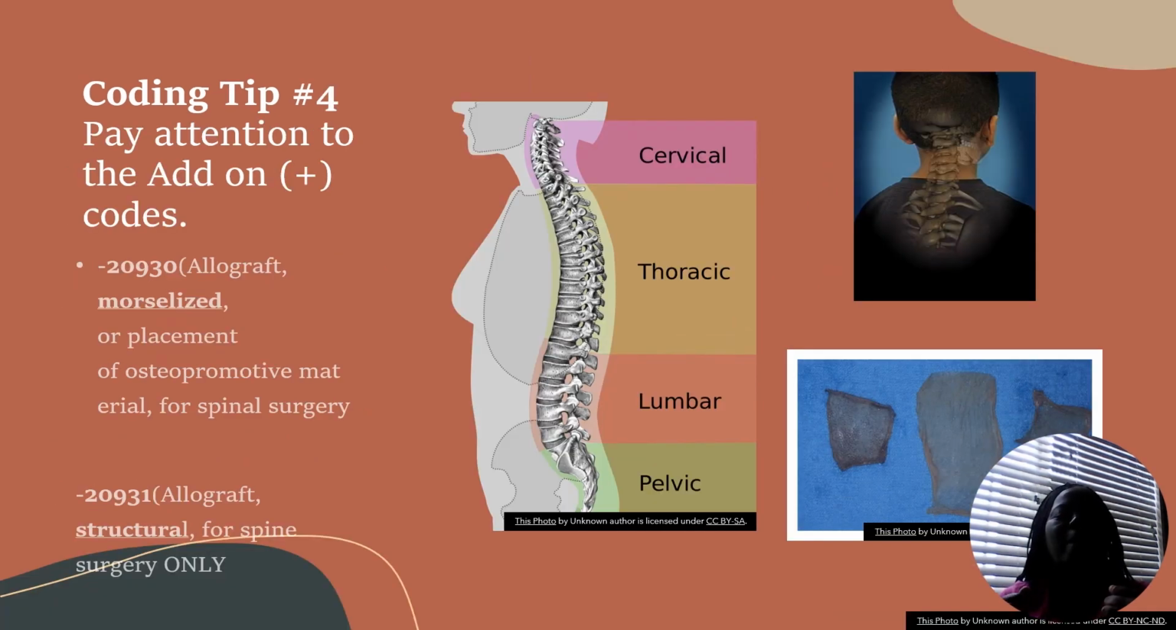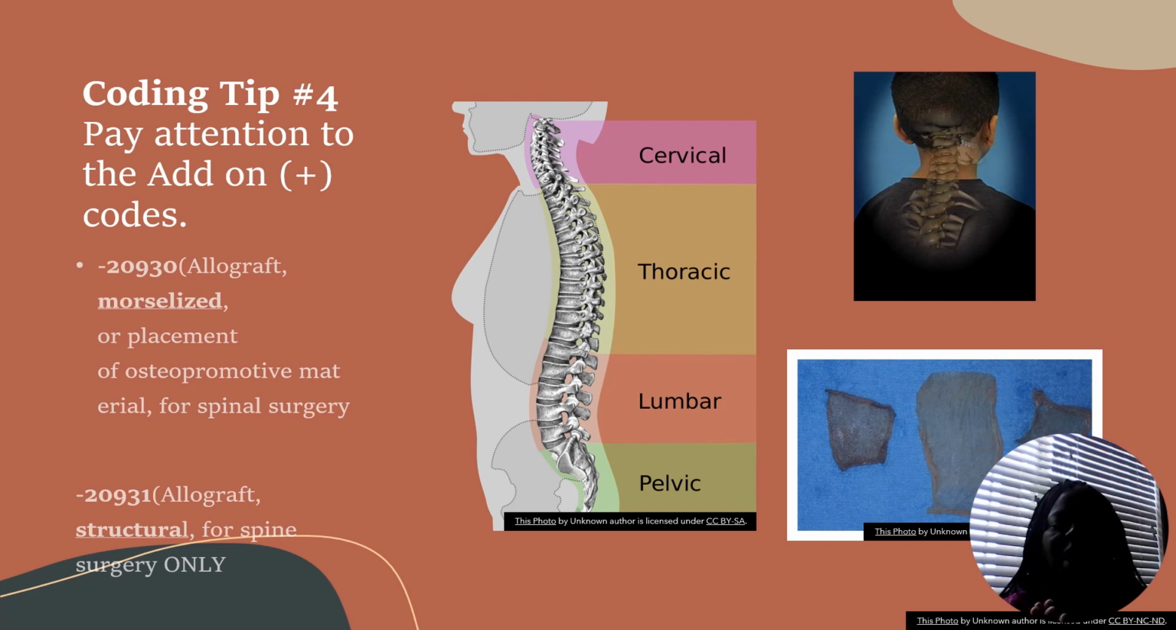Tip number 4, pay attention to the add-on codes or the plus signs. So when you're doing spinal surgical coding, there are a lot of add-on codes. And for those of you who are new to coding, add-on codes are codes that are added on to the primary or the main procedural code. Add-on codes cannot stand alone, so you cannot just simply report an add-on code without the main or the primary code. So a couple of the examples that I use are the allografts.